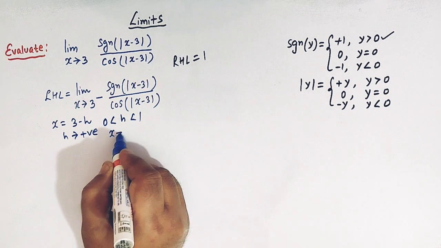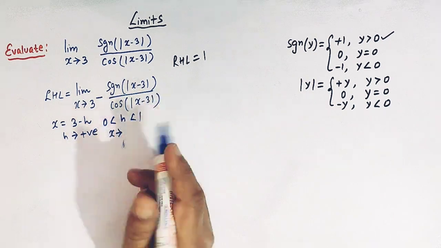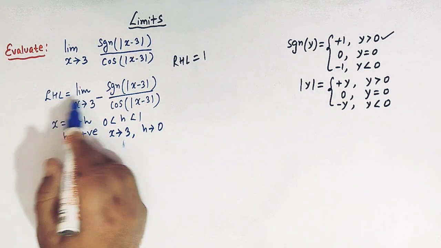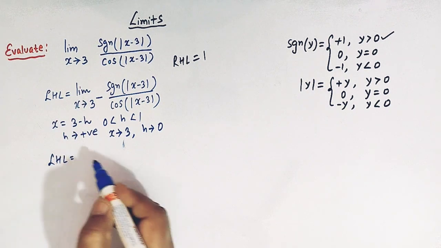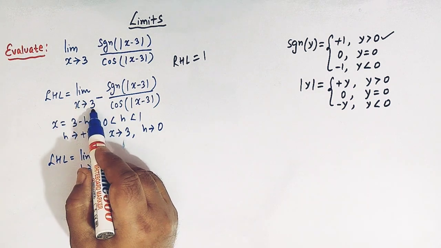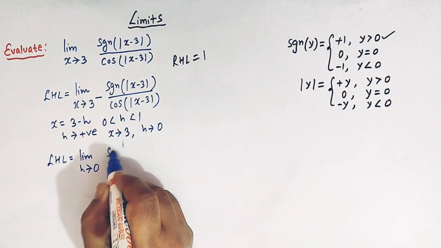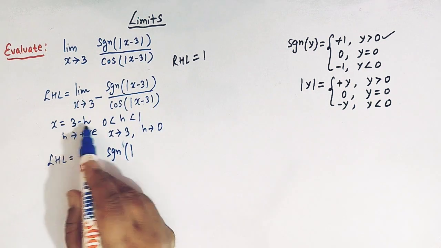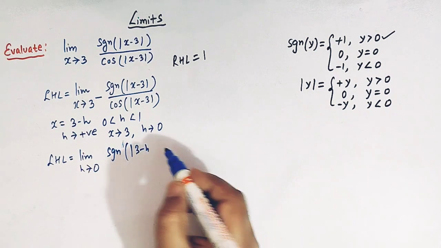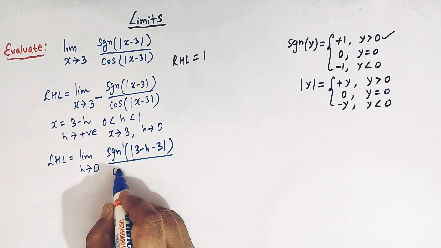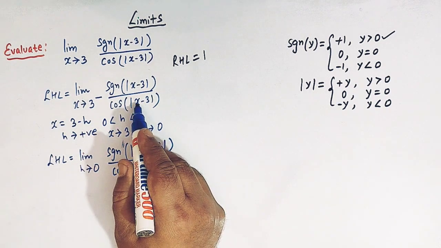So when x tends to 3, then obviously h tends to 0, right? So now the left hand limit can be written as limit h tends to 0, because for x tends to 3 minus we have h tends to 0, and here we have signum of mod of x minus 3. So for x we can now write 3 minus h, and here we have minus 3, and in the denominator we have cosine of mod of x minus 3.